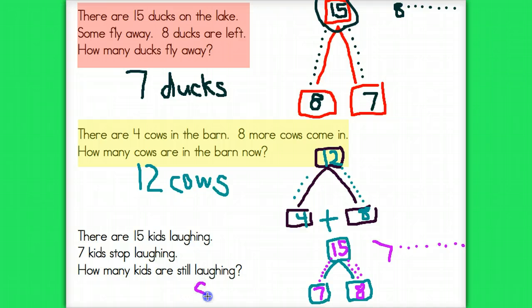I'm going to remember that I'm going to write 8. And am I talking about laughing or am I talking about kids? I'm talking about kids. So 8 kids.